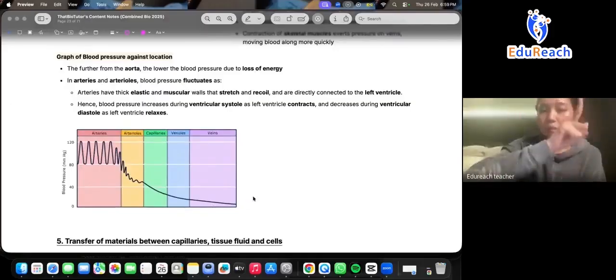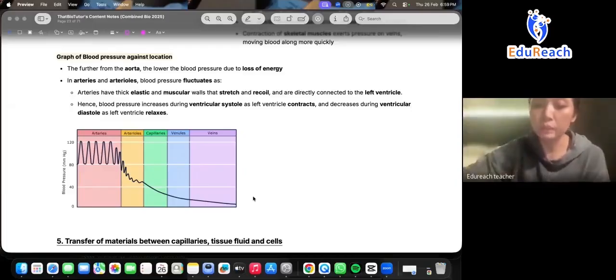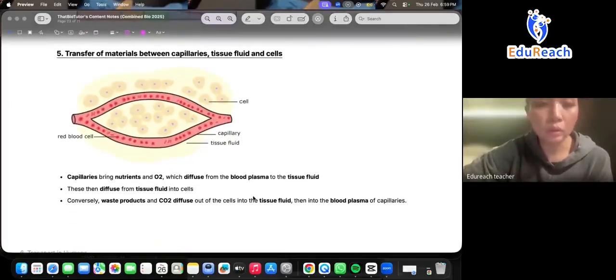Please remember, arteries branch into arterioles and then eventually branch into capillaries. Capillaries will bunch up back into venules, which will then bunch up back into veins. I'm running quite quickly because I don't want to take too long. Next one, about transfer of materials.